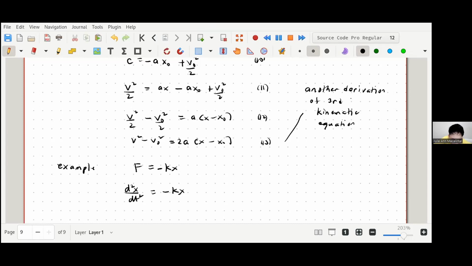Hindi po directly, pero pwede naman indirectly. Pero dadaan ka dun, hindi siya directly kasi wala kang ma-integrate kasi x is a function of t, but we don't know what x is, that's actually the unknown.